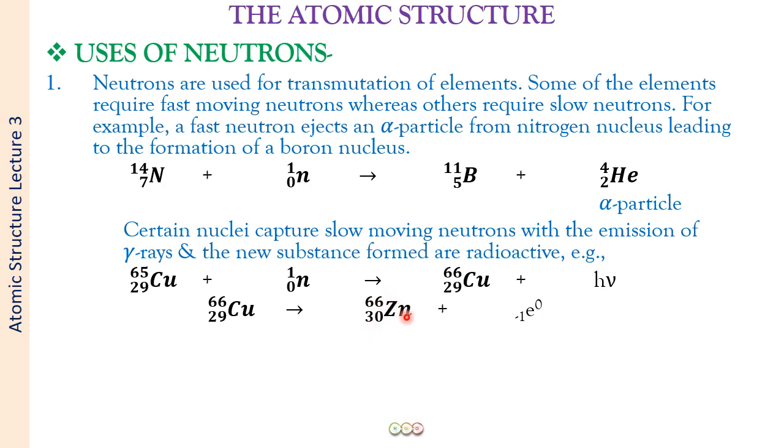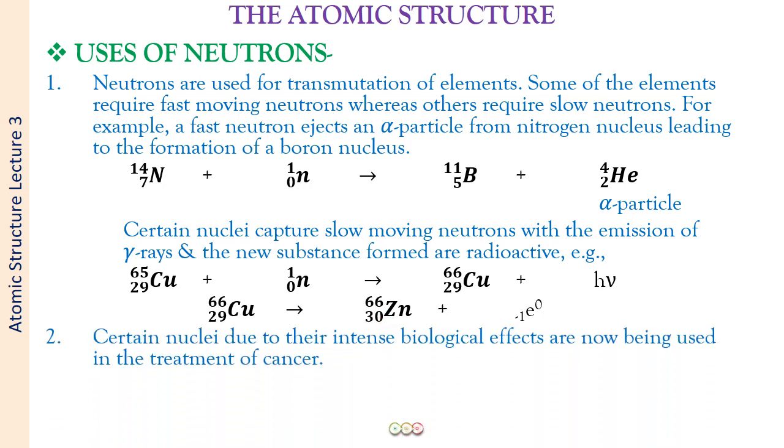normal zinc isotope, right? So basically neutrons, they are used for the transmutation of elements, and then certain nuclei, due to their intense biological effects, they are now being used in the treatment of cancer.